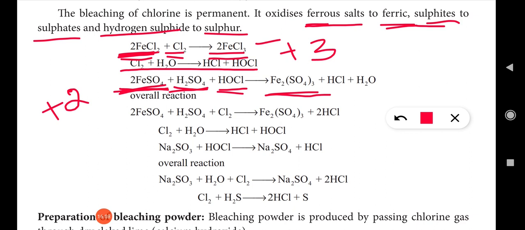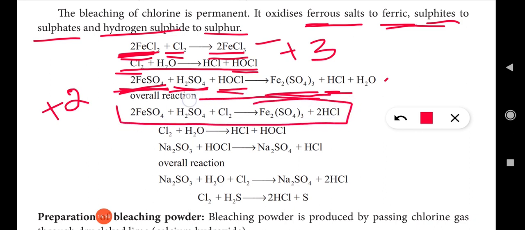So here this oxidation is happening by hypochlorous acid, which is produced by chlorine. So here oxidation is produced by chlorine. This is the ferric salt, ferric sulfate, along with hydrochloric acid and H2O. So this is the overall reaction. They have given it in 2 steps, and this is the overall reaction of those 2 steps. So ferrous sulfate, when added with chlorine in the presence of H2SO4, will be converted to ferric sulfate.